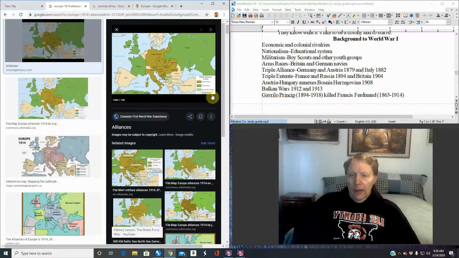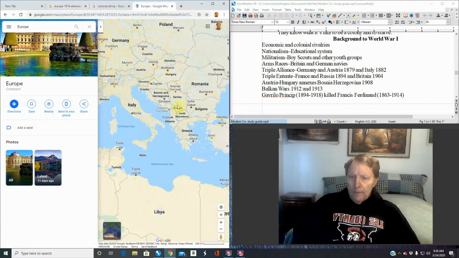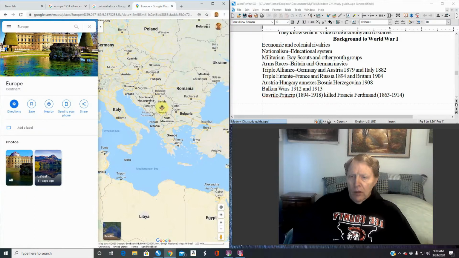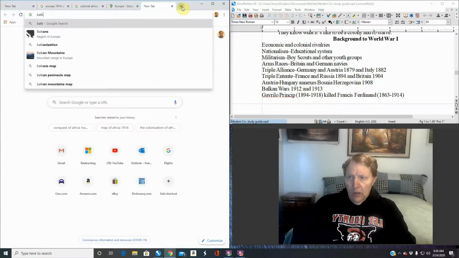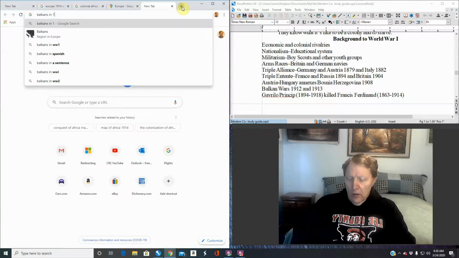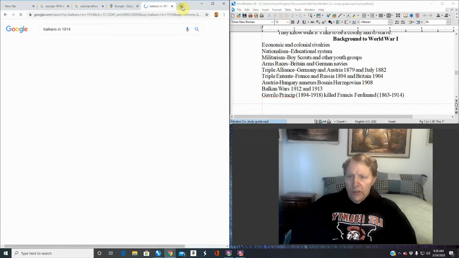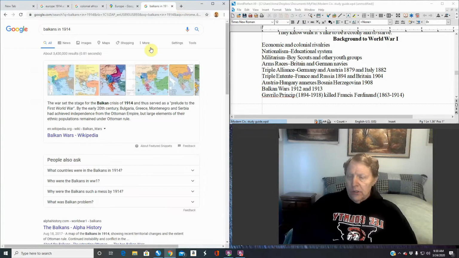Well, the unstable area of Europe is the Balkans. Can I get a map of the Balkans here? Whoa, this is the modern Balkans. How about the Balkans in 1914? It's an unstable area for a number of reasons.